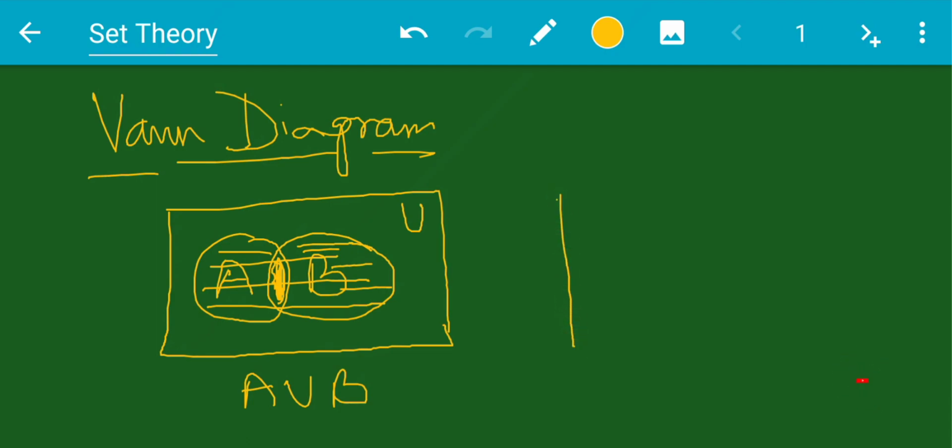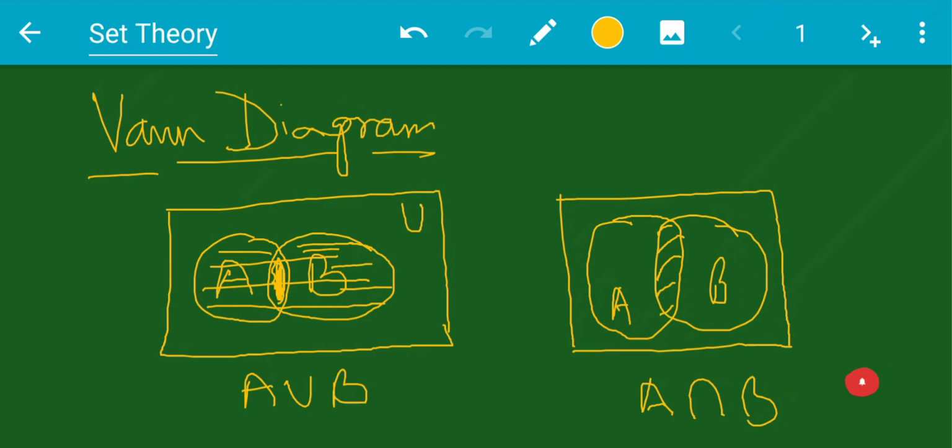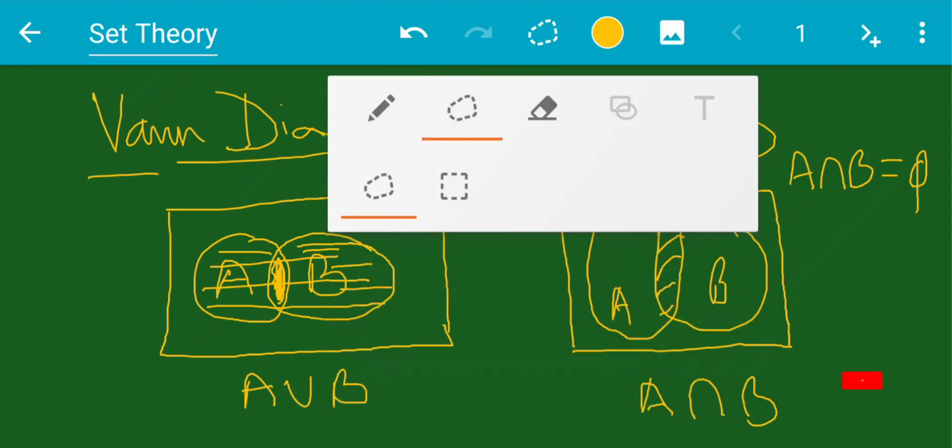For intersection, if this is your A and this is your B, then this portion is called the portion of intersection. This is A intersection B, meaning all the common elements between A and B. If there is no common element, suppose this is A and this is B, then A intersection B is empty. Clear?